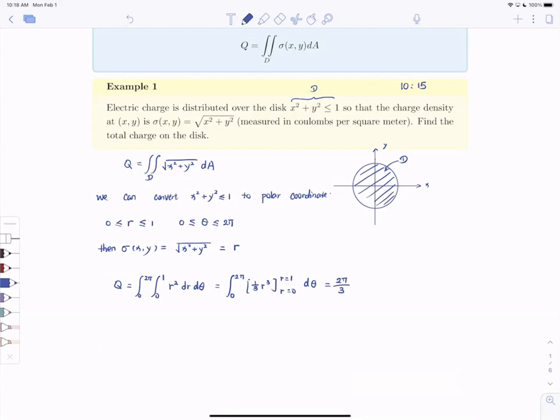Okay, any question? How do we get the radius again? Oh, it's a unit circle, so it's a unit circle with radius 1. Here it's r squared, so r is 1. Yeah, okay, move on.